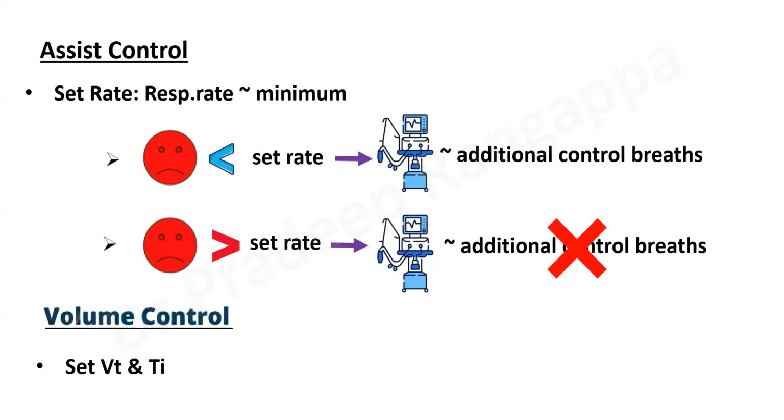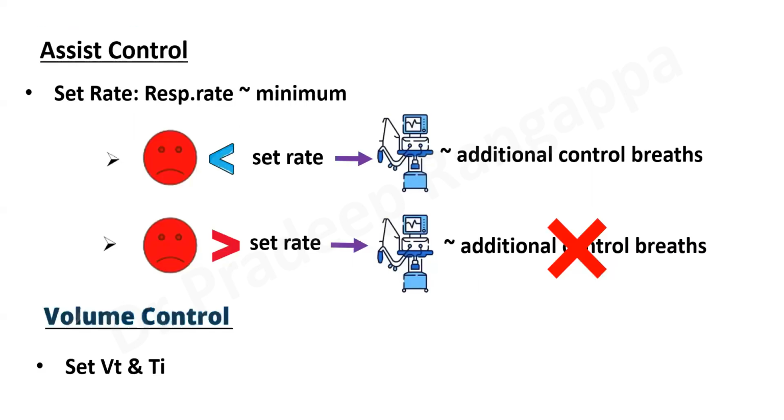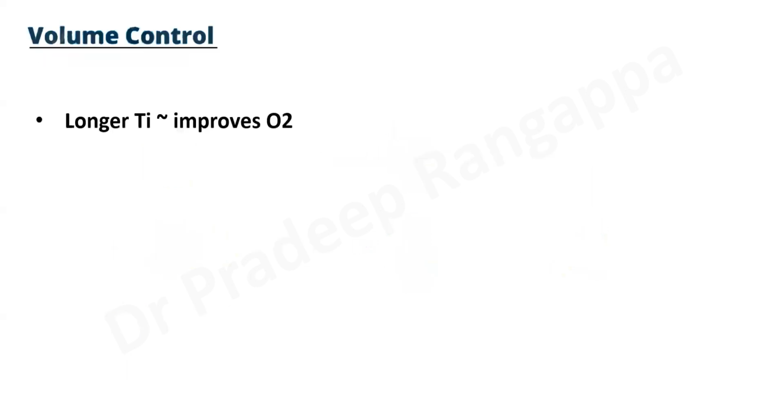In volume control, as I said, for any mode that you set, tidal volume is set and inspiratory time is set. The IE ratio becomes very important. So conceptually, one needs to understand what inspiratory time does and what expiratory time does. By increasing inspiratory time, your intent is to improve oxygenation. So you increase the inspiratory time, and the goal you have in mind is to improve oxygenation.